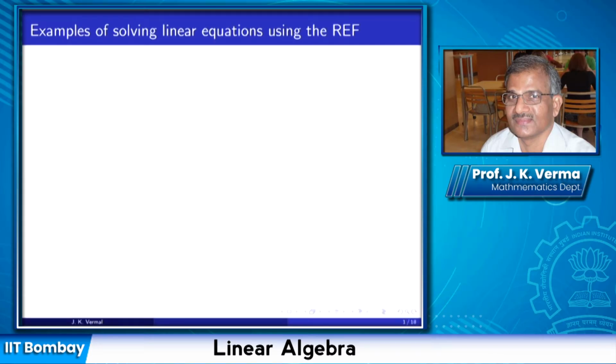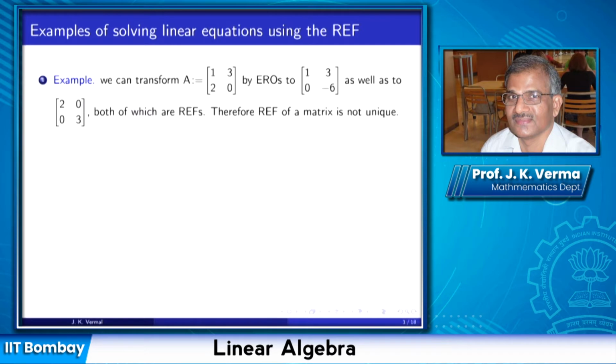Let us look at some examples of solving linear equations using the row echelon form. Here is the first example. Take the 2 by 2 matrix 1, 3, 2, 0, and by using elementary row operations, we can convert this into 1, 3, 0, minus 6. Simply multiply the first row by 2 and subtract from the second row. Then we get this matrix 1, 3, 0, minus 6, and this is in row echelon form.